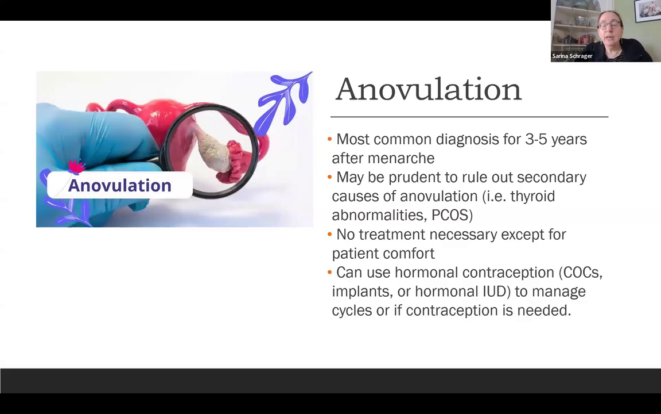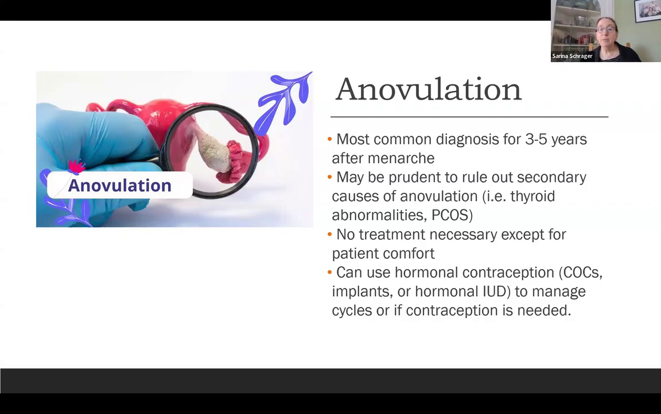With anovulation, you might want to think about ruling out other things, which is why doing a TSH can be really important. The other thing is thinking about PCOS. We don't usually diagnose PCOS this early, but if an adolescent patient comes in with symptoms of hirsutism, that might be part of your differential.